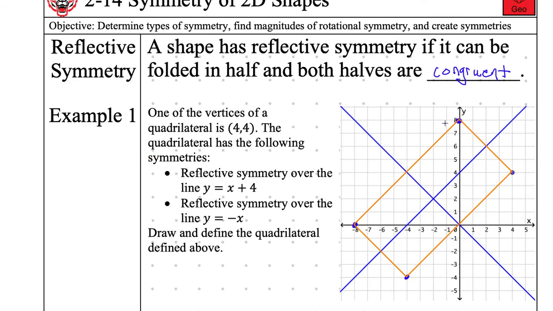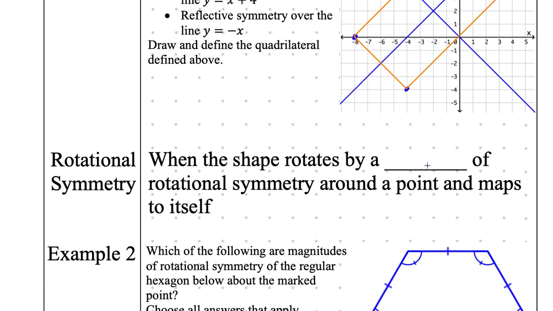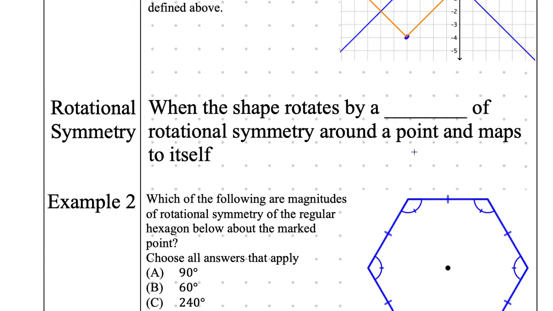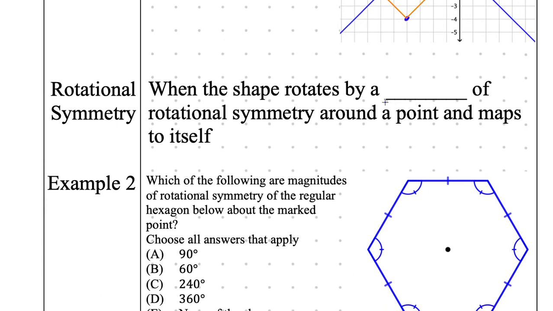There are quite a few different problems, but they're all kind of in this realm of just figure out how many lines of reflective symmetry you have, etc. So let's talk about rotational symmetry now. When the shape rotates by a magnitude of rotational symmetry, that's what it's called, you can see it down here, magnitudes of rotational symmetry, then the original shape maps to itself.